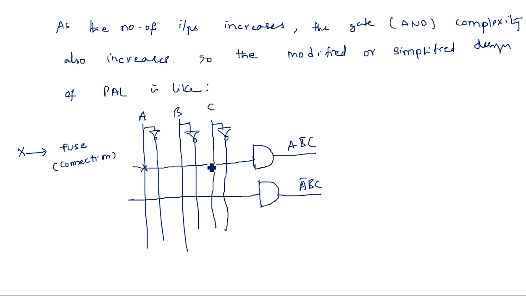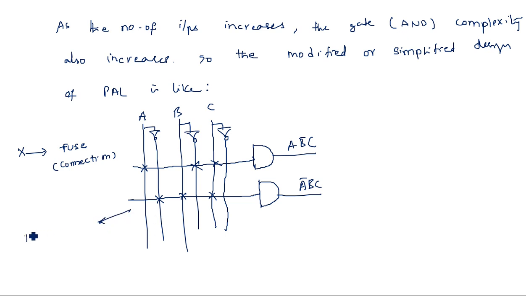Okay. And one more is B bar. Where is B bar? This is B bar. Another one is C. This is C. That means A, B bar, C. These three are connected from this AND gate. And similarly for this AND gate, A bar, B, and it is C. So A bar, B, C. These are the outputs. Okay, this is the simple way of showing AND array.